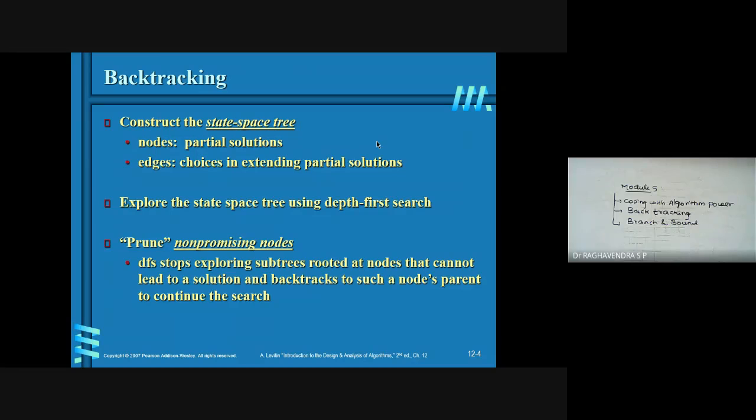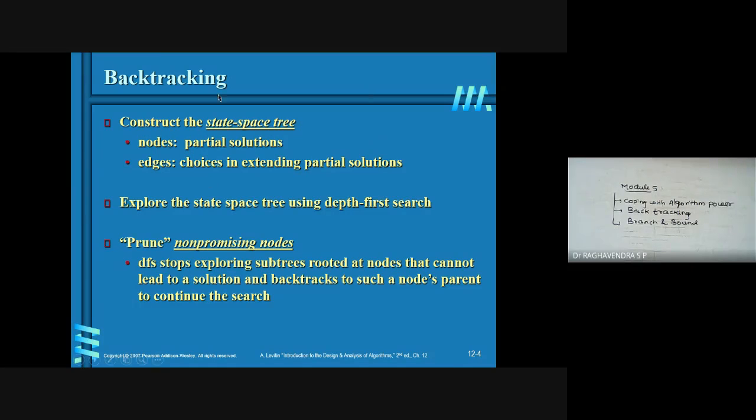So what is backtracking? You construct the state space tree. Remember, this is very important from the examination perspective. Definitely you will get one question from backtracking, either the N-Queen problem or the sum of subset problem. In both scenarios you have to draw the state space tree. This is really very important from the examination perspective.